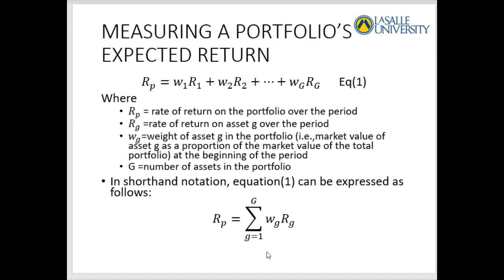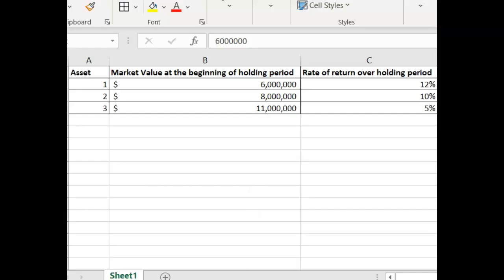So let's take an example of a portfolio consisting of 3 assets. I'm going to switch my screen to an Excel screen so that we can look at this simple example in Excel. So for example, consider this portfolio that you see on your screens right now. It consists of 3 assets, assets 1, 2, and 3. And the market value at the beginning of the holding period for each of these assets is given in column B, and the rate of return for the holding period is given in column C.